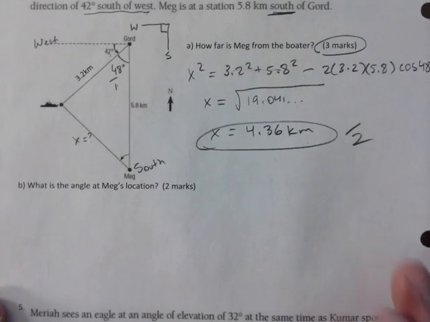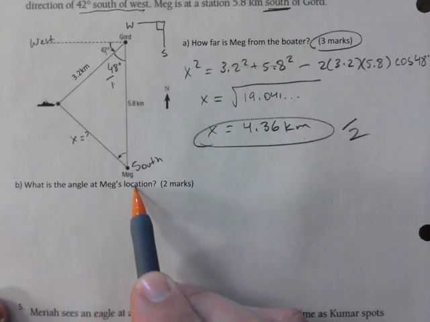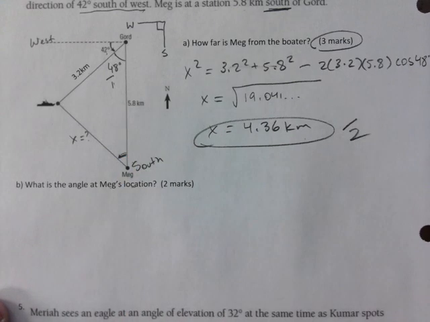And then I asked you, what's the angle at Meg's location? So they want this angle right here. You can call it M. We have side, side, side, so you could use cosine law. You could use sine law. It's up to you.